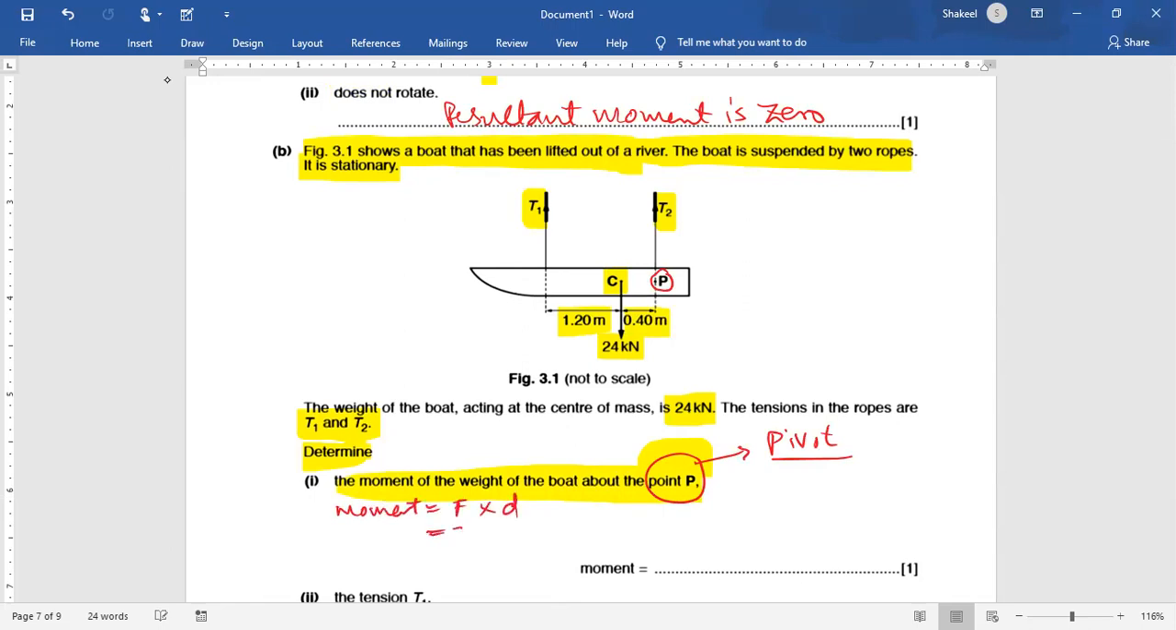What is the weight? It is 24 kilonewton. Kilo is 10 to the power 3, and its distance of weight from the pivot is 0.4 meter. So you will simply multiply these two to get the answer. So it is 9.6 into 10 power 3 Newton meter. So that's a simple thing.